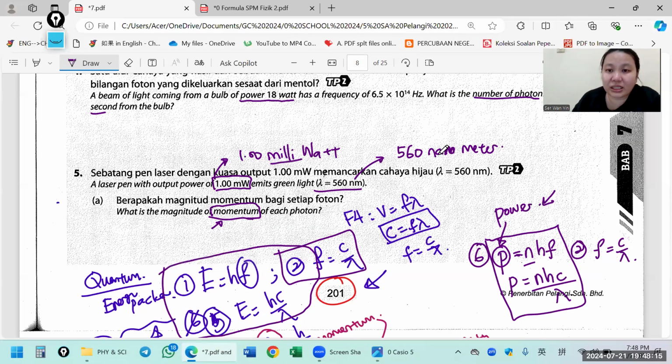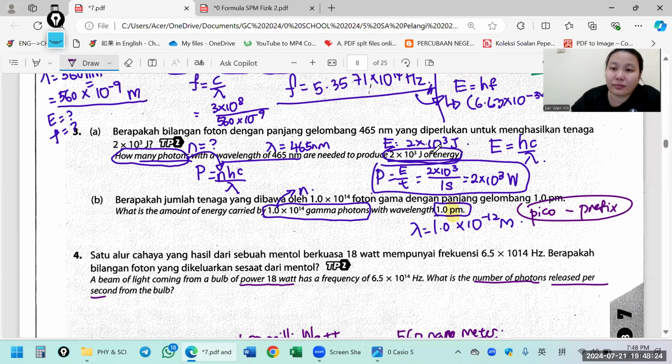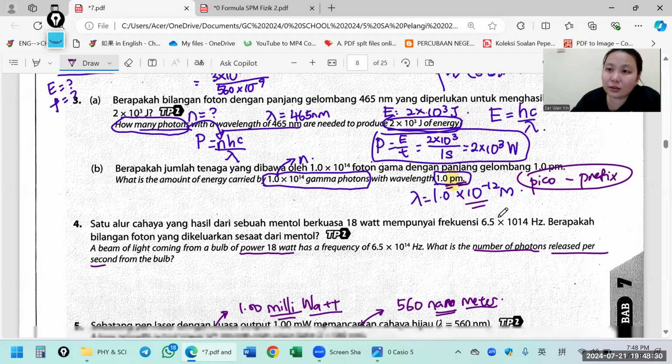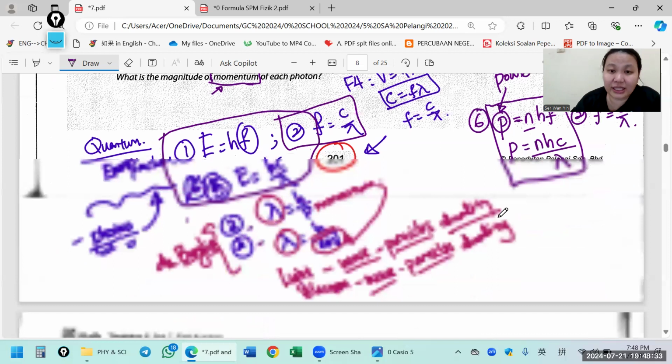It's called prefix. Means what? It's not only meter, but nanometer, or meter in pico. So you must be alert to the prefix.